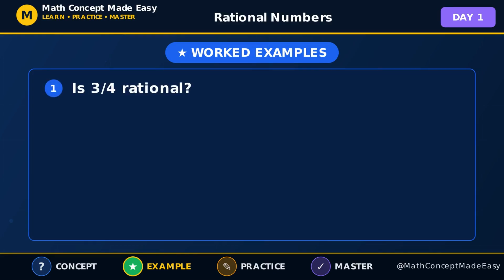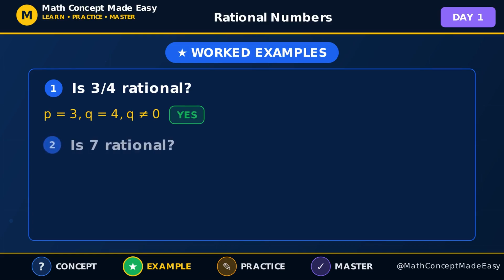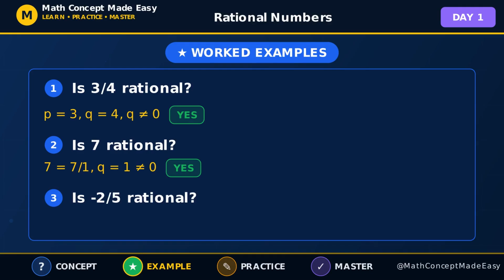Example 1, is 3/4 rational? P equals 3, Q equals 4, Q is not equal to 0, which means yes. Example 2, is 7 rational? 7 equals 7/1, Q equals 1 is not equal to 0, which means yes. Example 3, is -2/5 rational? P equals -2, Q equals 5, Q is not equal to 0, which means yes. Notice how every line follows logically from the one before it. That habit, checking each step, is what makes your answers reliable.